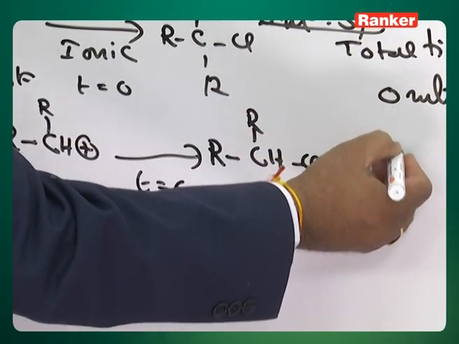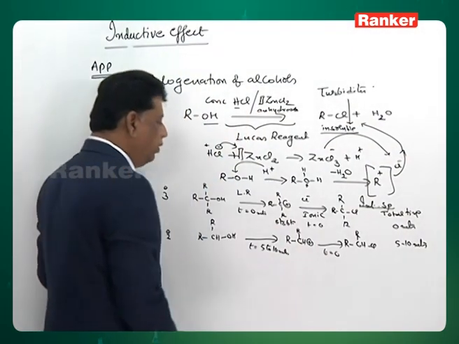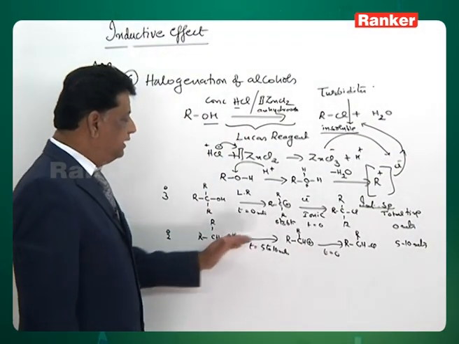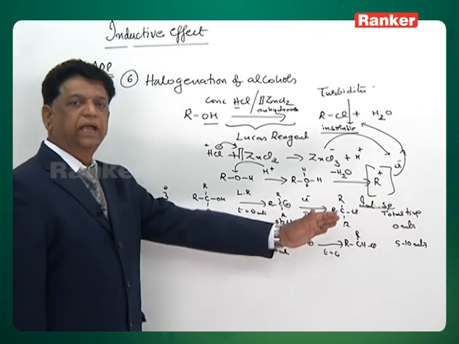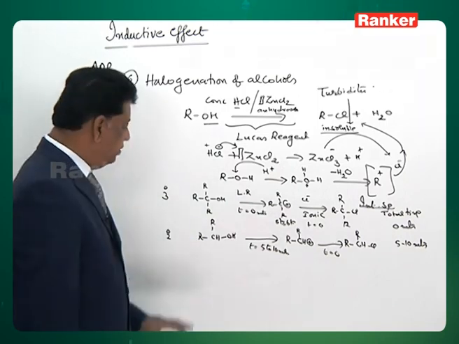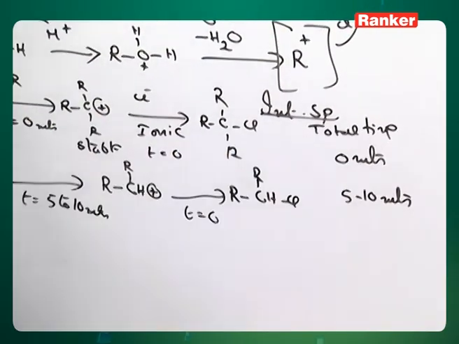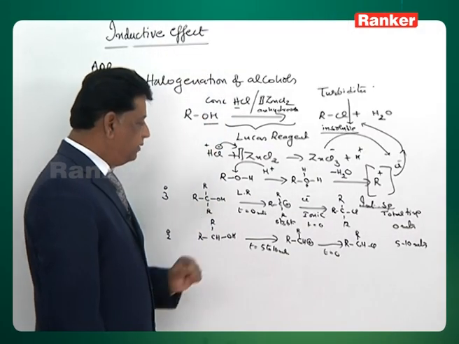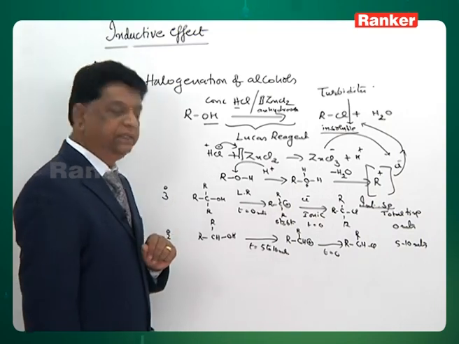Total time required is again 5 to 10 minutes. The second step is 0, but the first step is delayed. If this completes, only then that completes. Therefore, the overall reaction time is 5 to 10 minutes. So, whenever I take a secondary alcohol, to get the turbidity I need some time, 5 to 10 minutes, because its intermediate is not that stable when compared with the tertiary.